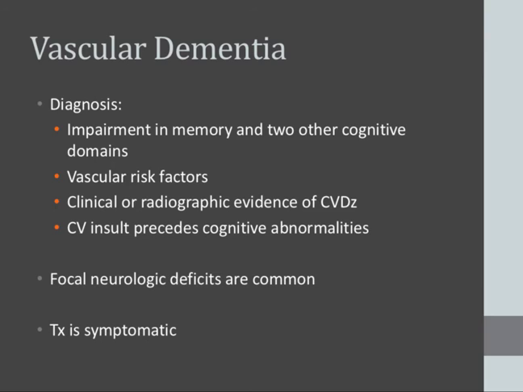Focal deficits are common, which makes sense when you think about the mechanism behind the disease. If there is ischemia in one area of the brain that's responsible, let's say, for fine motor skills, then that patient will have, in addition to dementia, affected fine motor skills. Treatment is going to be symptomatic, including treatment of risk factors for vascular disease, and that's pretty much all we can do here.